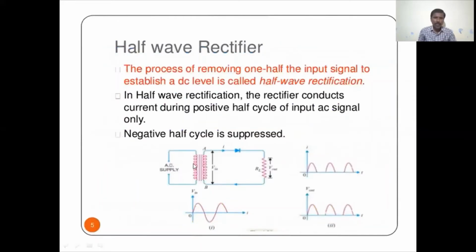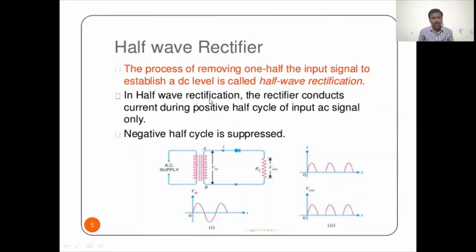So let us see another explanation for this half wave rectifier. The process of removing one half of the input signal to establish a DC level is called half wave rectification. What is half wave rectification? It is the process of removing one half of the input signal. We do not consider the total input signal, so one half is considered by removing the other half, to establish a DC level.